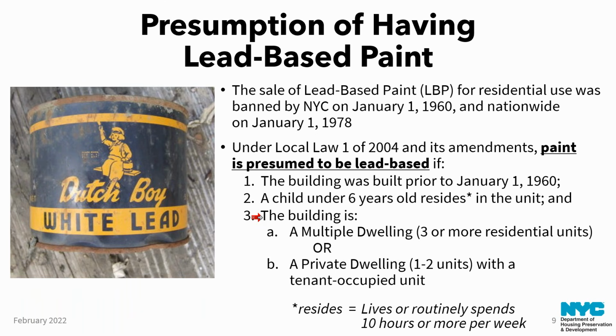And the other factor is that the building can be either a multiple dwelling, which means there are 3 or more residential units, or a private dwelling with a tenant other than the owner or the owner's family living in a unit. This inclusion of private dwellings is new. Until February of 2021, private dwellings were exempt from most of the provisions of Local Law 1, except for the turnover requirements, which we'll mention in just a bit. But as of February of last year, private dwellings are now included in all of the provisions and requirements of Local Law 1. Another way of putting this bullet number 3 is that all of the provisions of Local Law 1 apply to any residential building with a unit that is not occupied by the owner or the owner's family. So if these criteria apply in your building, then you will have to presume that there is lead-based paint in that building.